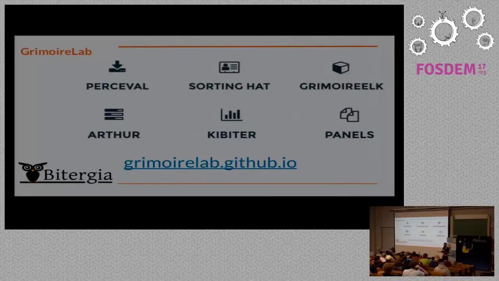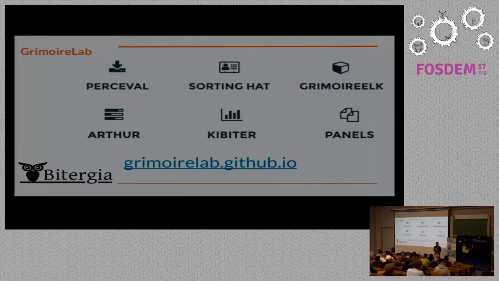So to give you an idea of the scale, right now we're working with the Linux Foundation on getting information from like 10,000 Git repositories, for instance, and maintaining that information continuously updated. Kibiter, I already commented, is our soft fork from Kibana. It's the only thing that is not Python. And panels. Panels is the configuration for Kibiter, in fact, which holds the information about the dashboards that we are using and the visualizations and all of that.